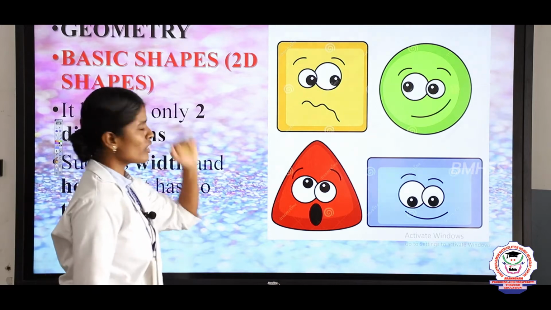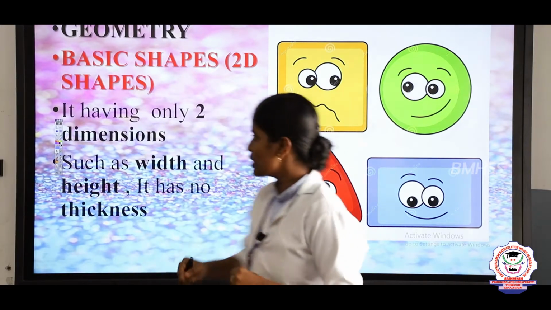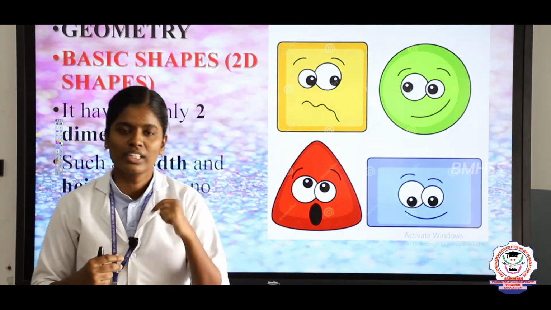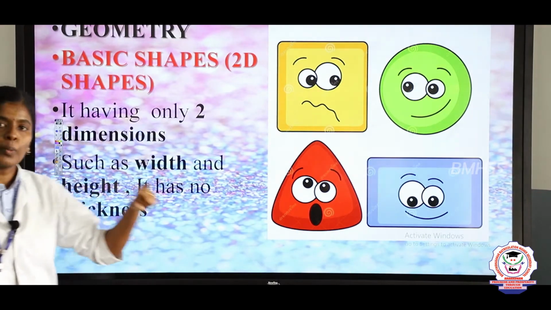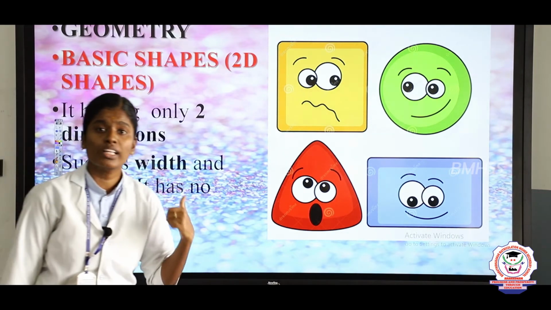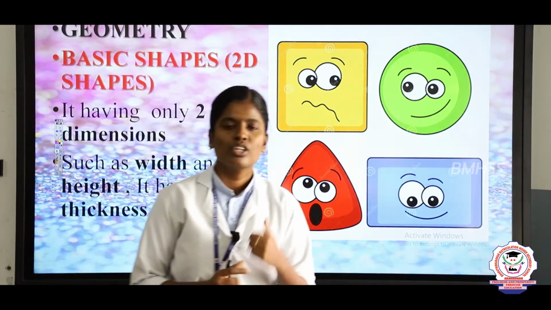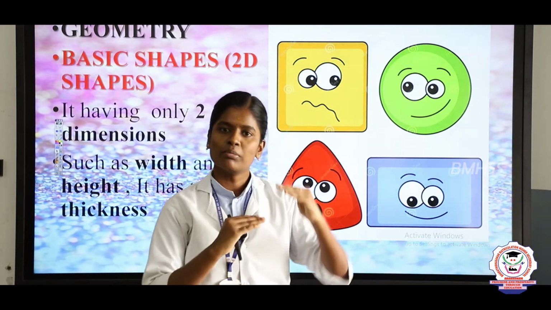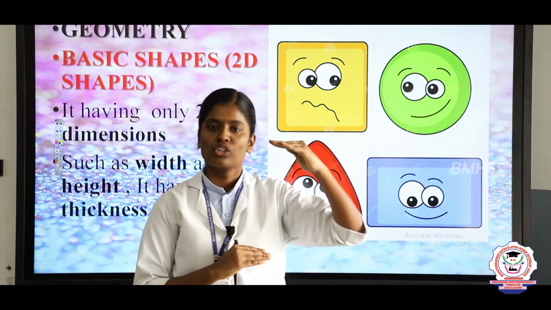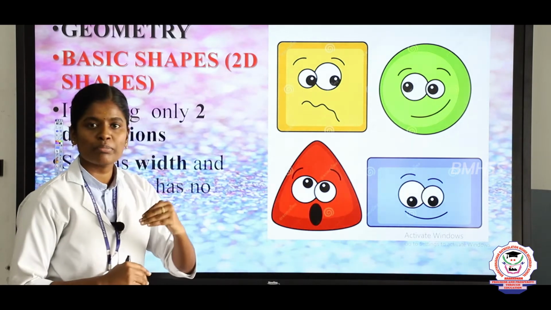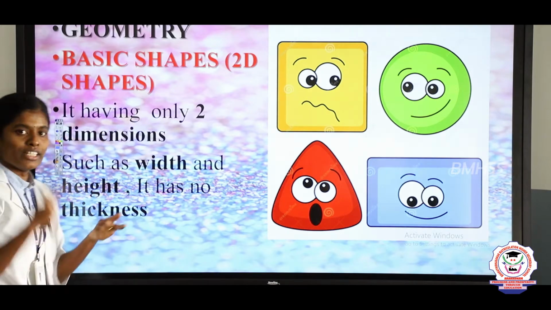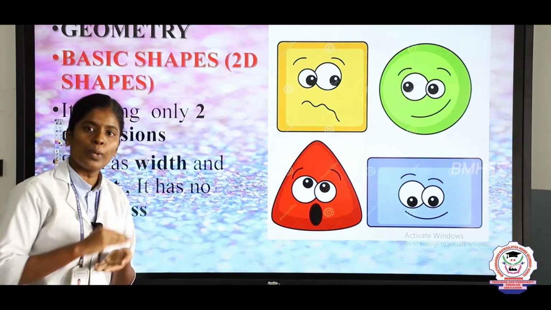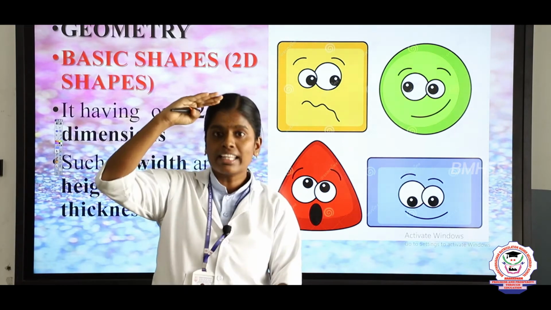2D shape. So what does it mean by 2D shapes? 2D shapes means it has only two dimensions, such as width and height. So what does it mean by width? Width in Tamil they used to say agalam, okay, and then height in Tamil they used to say height. So two dimensional figure means 2D. It has only two dimensions, such as width and then height.